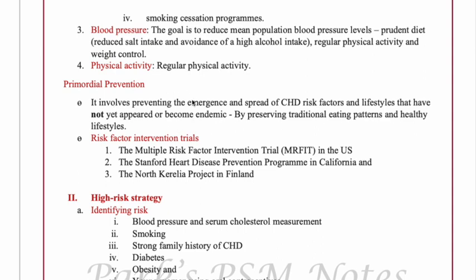That is, when we consider a place where the CHD risk factors and lifestyles have not yet appeared. So there is no risk factors and lifestyle in that place. So we are doing some activities to prevent the emergence of these risk factors and lifestyle. So these includes the primordial prevention. How we can do this? How can we prevent the emergence? By preserving the traditional eating patterns and also advising them to follow a healthy lifestyle.